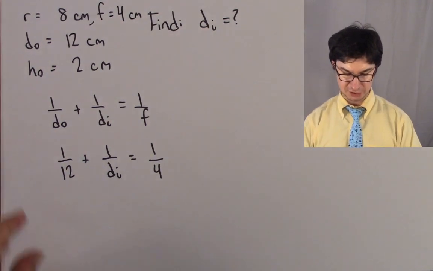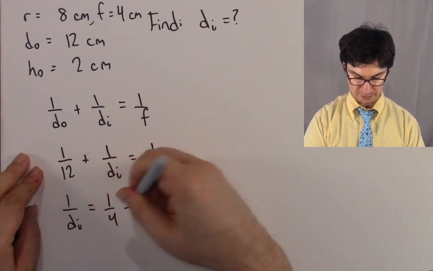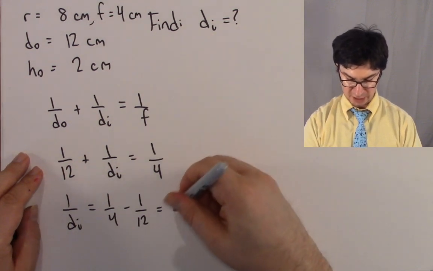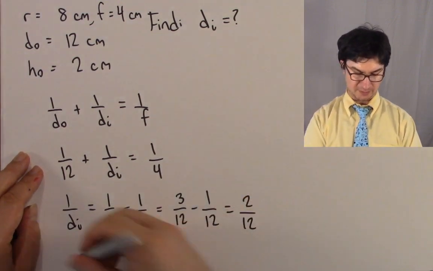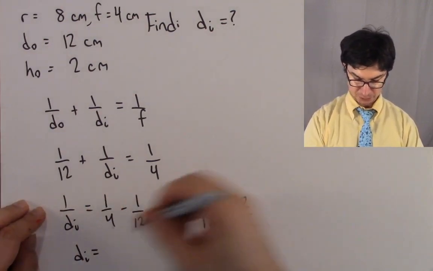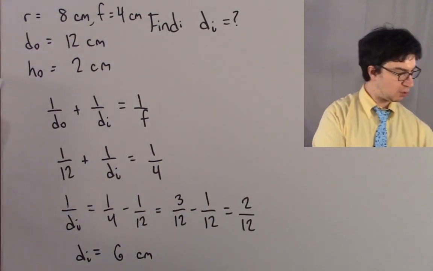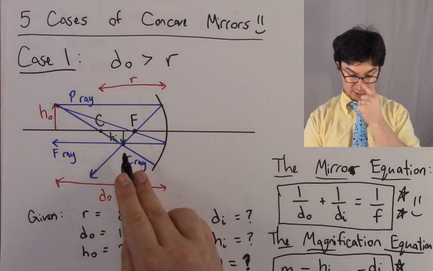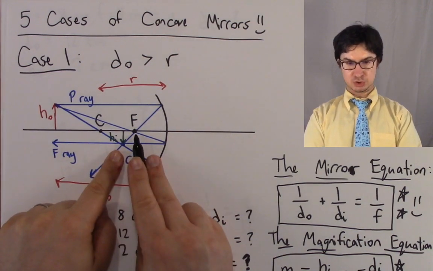All right, so let's solve this equation. So 1 over dI equals 1/4 minus 1/12. The common denominator is 12, so we have 3/12 minus 1/12 equals 2/12, and from that we can see, if we take the reciprocal here and the reciprocal here, we get the image distance is 12 over 2, or 6 centimeters. Okay, so if we go back to our diagram, does it make sense that this distance will be at 6 centimeters? Well, yeah, it kind of does make sense, because the focal length was 2 centimeters.